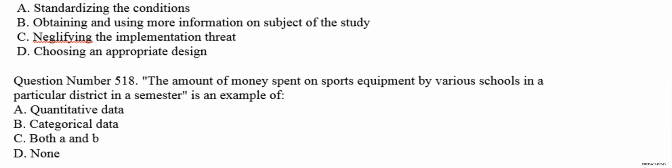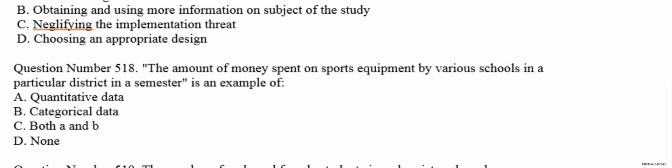Question number 518. The amount of money spent on sports equipment by various schools in a particular district in a semester is an example of A. Quantitative data, B. Categorical data, C. Both A and B, D. None. The correct answer is option A. Quantitative data.